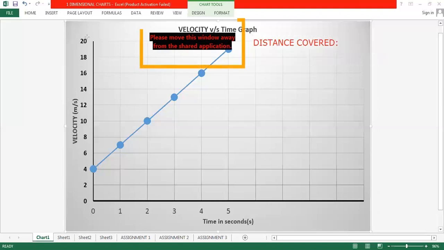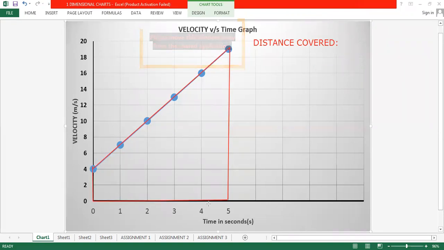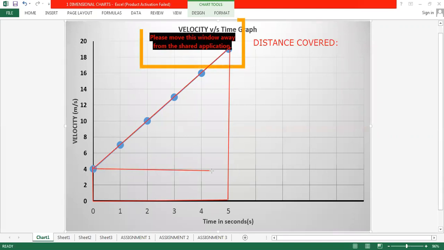Let's talk about the area under the line. Because we know to find out the distance covered, we need the area under the line. This is the area under the line, isn't it, class? And if you look at it, it is a trapezium. So we have to find out the area of a trapezium. But if you don't know the area of a trapezium, no problem. We will do it in parts.